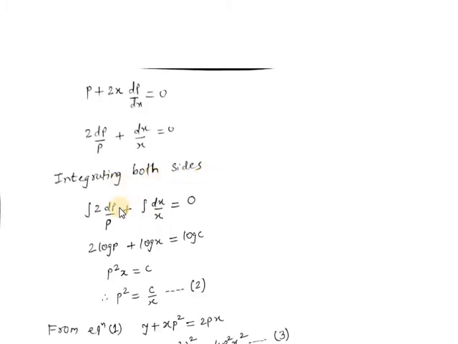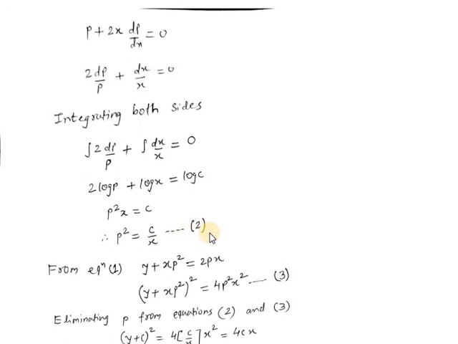Now integrating both sides, so integration 2 dp by p plus integration dx by x is equal to 0. Now integration dp by p will be log p, so here 2 log p, and integration dx by x will be log x is equal to log c. Okay, so here it will be log p square plus log x, so it can be written as log p square x is equal to log c. Therefore p square x is equal to c. Therefore p square is equal to c divided by x. Suppose this is equation number 2.